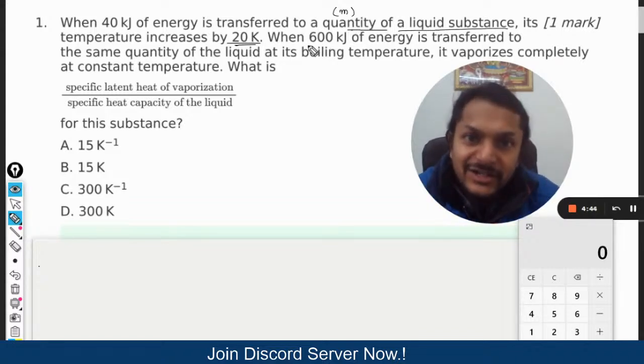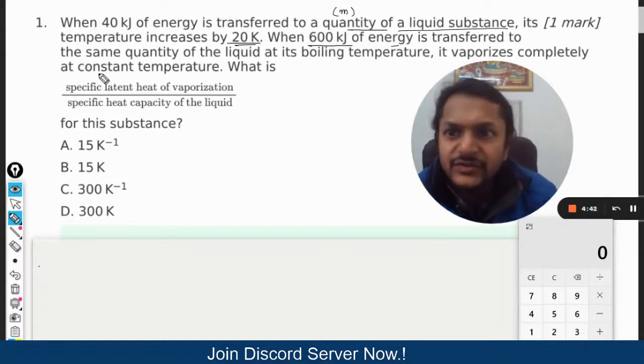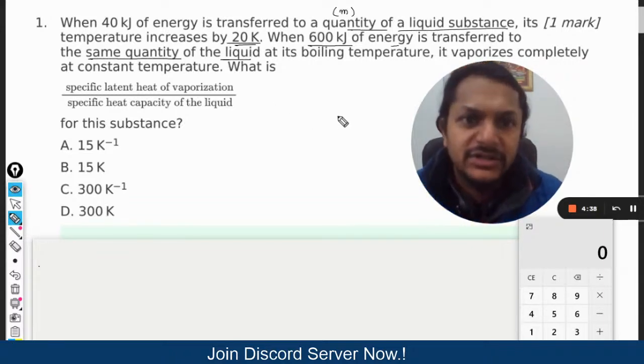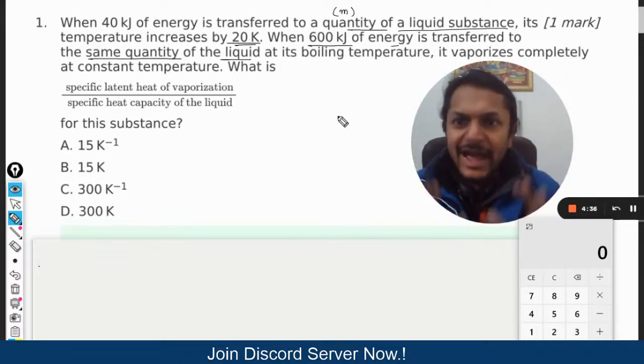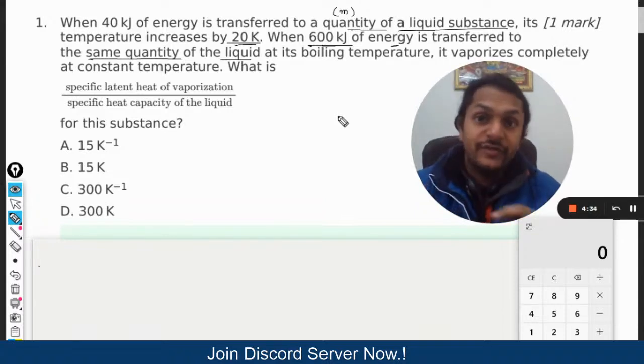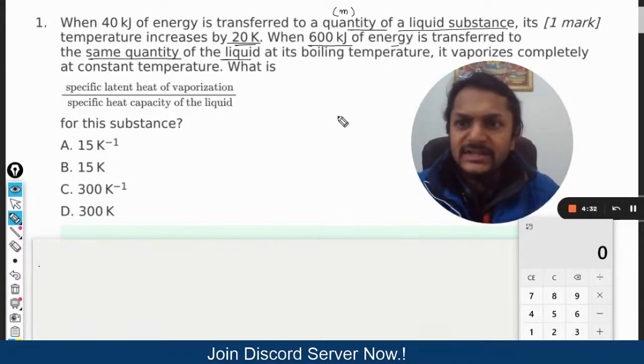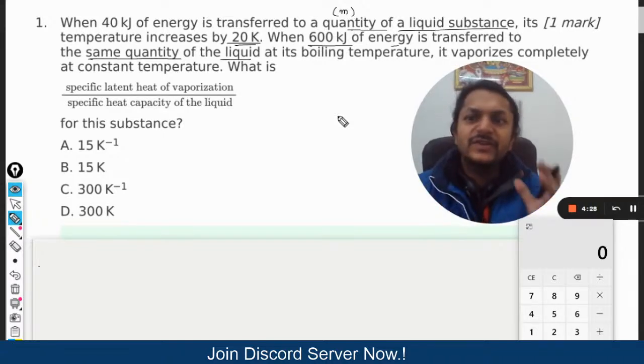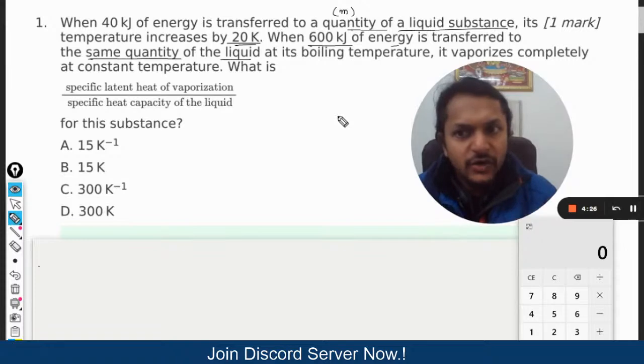When 600 kilojoule of energy is transferred to the same quantity of the liquid at its boiling temperature, it vaporizes completely at constant temperature. So the phase transformation is taking place. What is the ratio of specific latent heat of vaporization and specific heat capacity of the liquid for that substance?